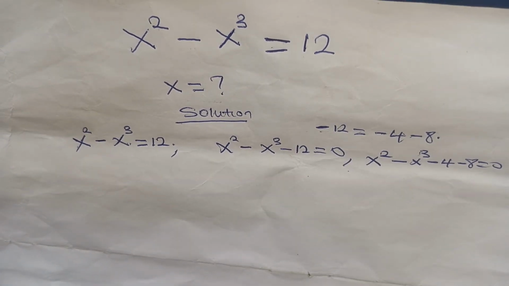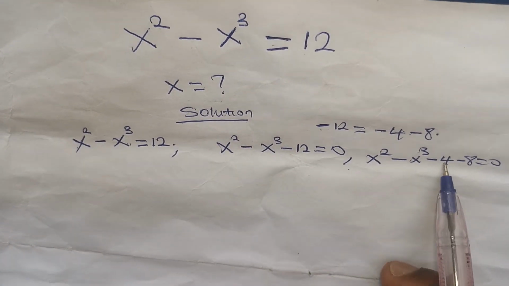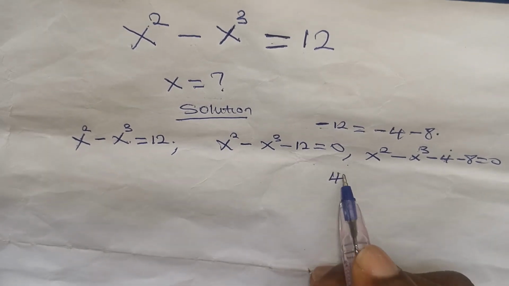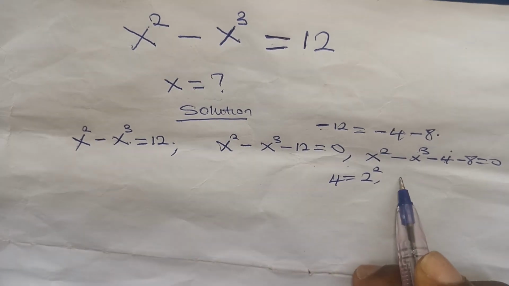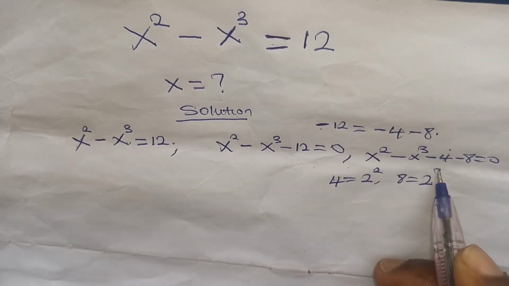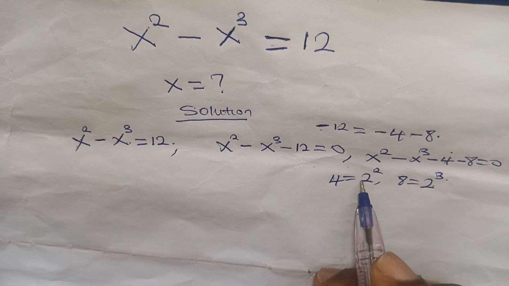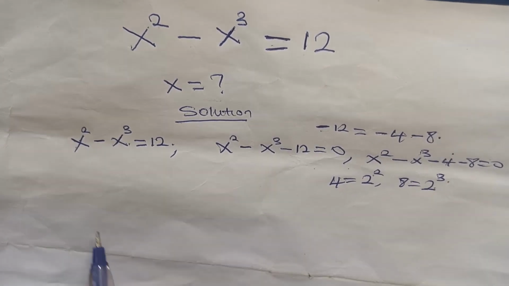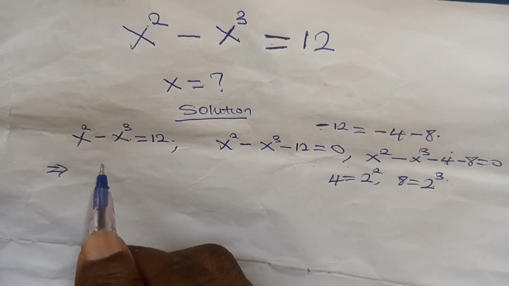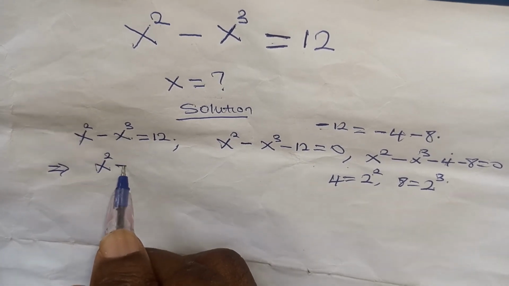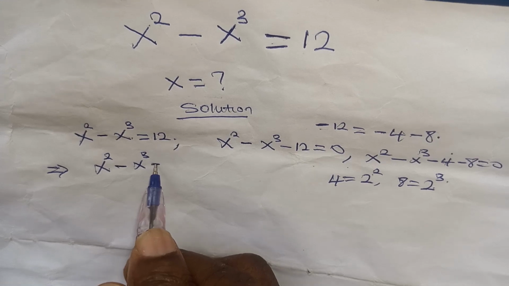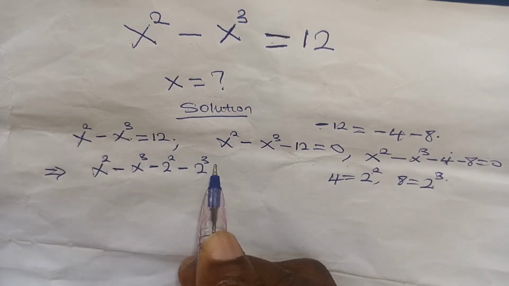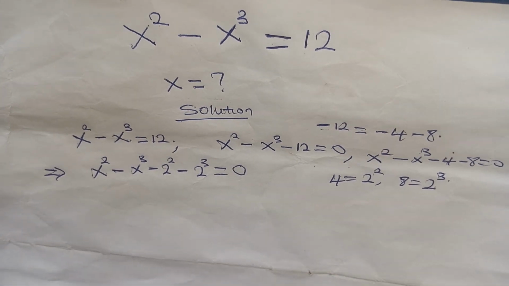Having done this, I can write 4 as 2 to the power of 2, and 8 is equal to 2 to the power of 3. So wherever I see 4, I'm putting 2 to the power of 2, and wherever I see 8, I'm putting 2 to the power of 3. Which implies I'm having x squared minus x cubed minus 2 to the power of 2 minus 2 to the power of 3 equals 0.